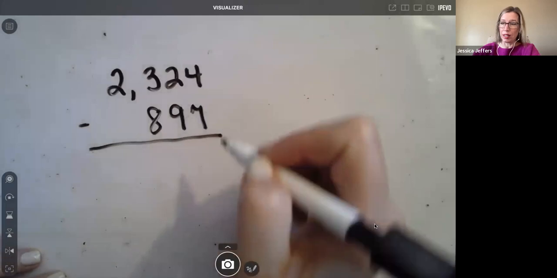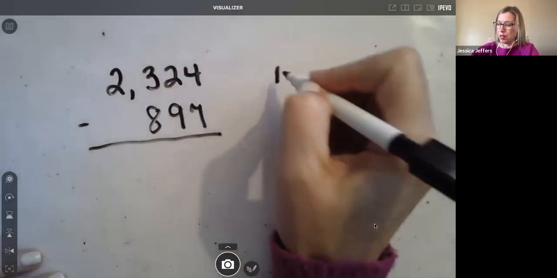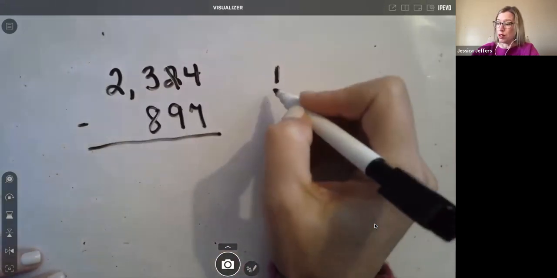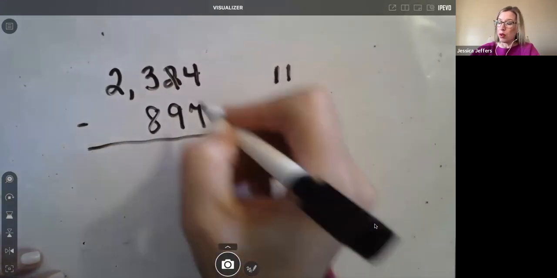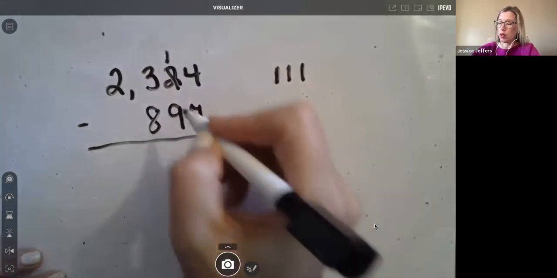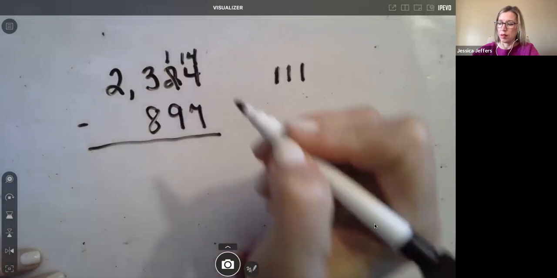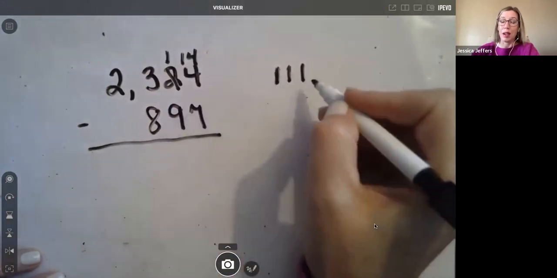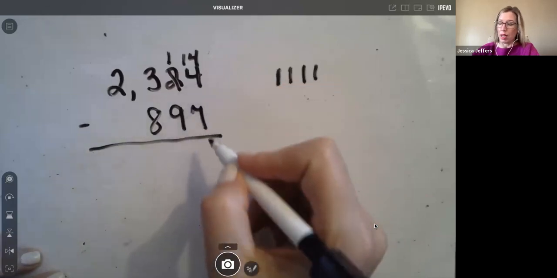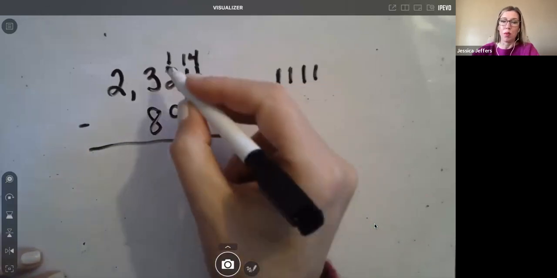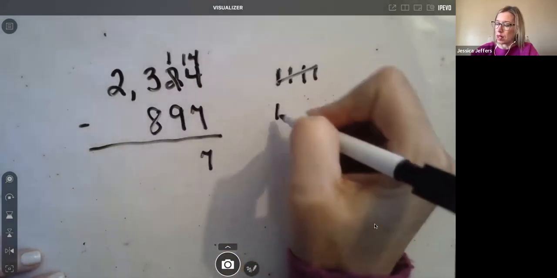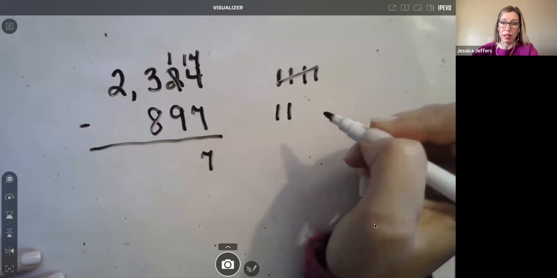So 4 can't subtract 7. That's not true. I'm going to go next door and borrow from the 2. That's not a 2. I'm going to make it a 1. That's not a 1. And I'm going to give the 1 to the 4 and make it 14. Again, that was not a 1 that I gave to the 4, so we'll make another tally mark. 14 minus 7 is 7. 1 can't subtract 9. That's not a 1. That's not a 9. Yes, it can subtract it.